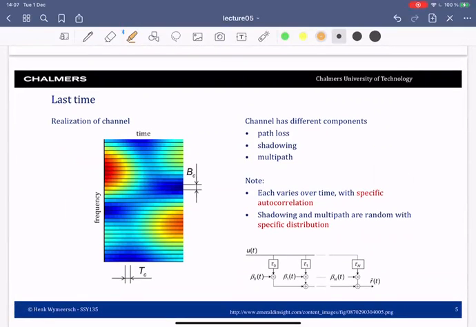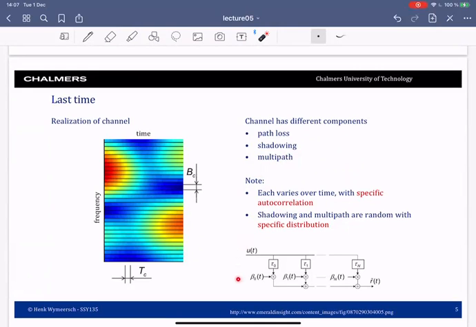We've seen that the channel has different components: path loss, shadowing, and multipath. They vary over time and they have a specific autocorrelation, specifically for the multipath. Shadowing and multipath are random and they have a specific distribution. Shadowing has a log normal distribution and the multipath has a complex Gaussian distribution, which translates to a Rayleigh envelope and an exponential power.